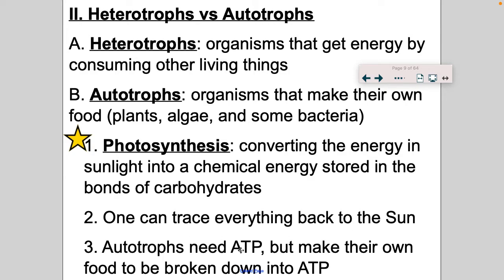Autotrophs need ATP as well as heterotrophs, but they make their own food, and it's the food that is broken down that turns into ATP.